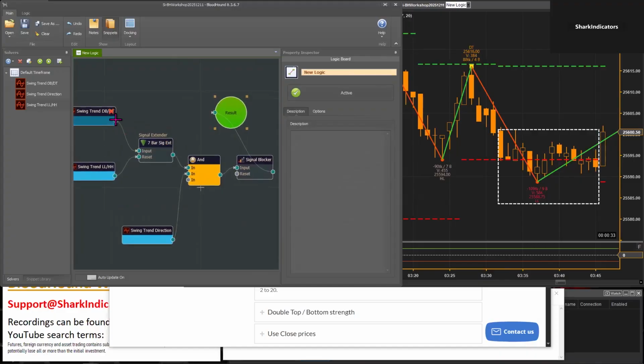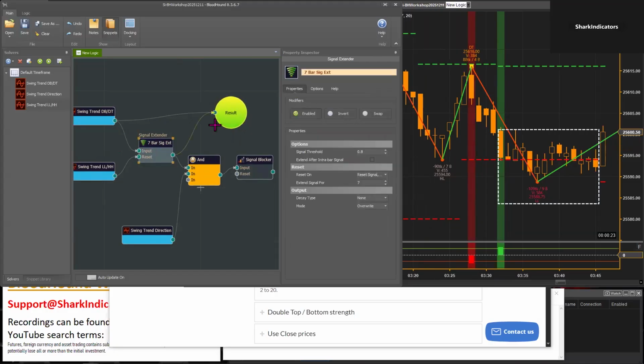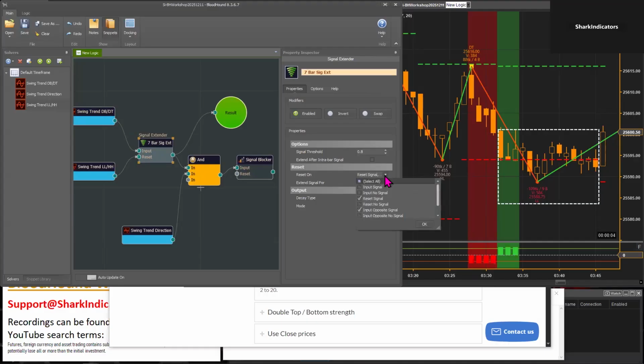Right, so that's the input. And there's the opposite signal, right? Because what is the signal extender extending? Well, it's taking this short signal and extending it forward, so that we can hopefully get a short signal from this double top. So if the input produces an opposite signal, then that resets the signal extender or turns it off.